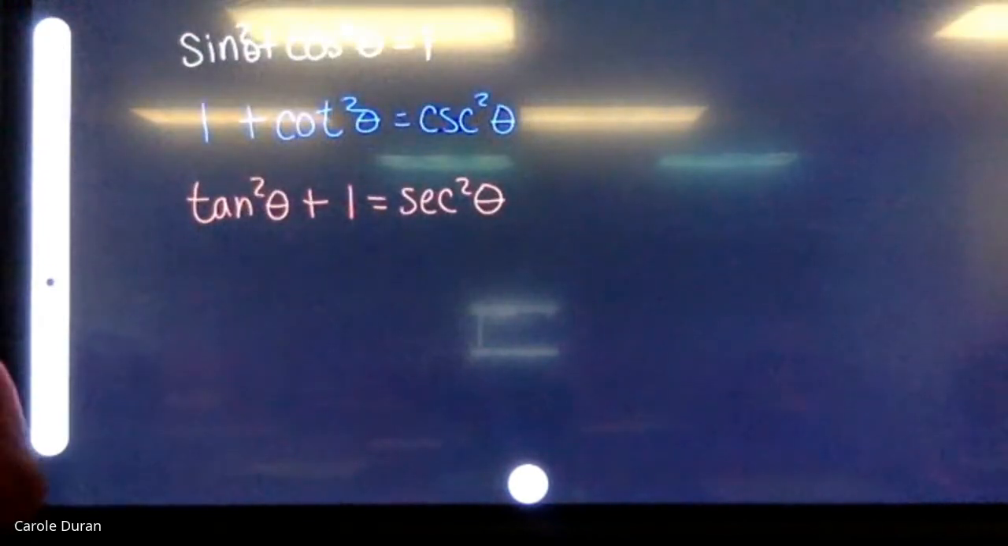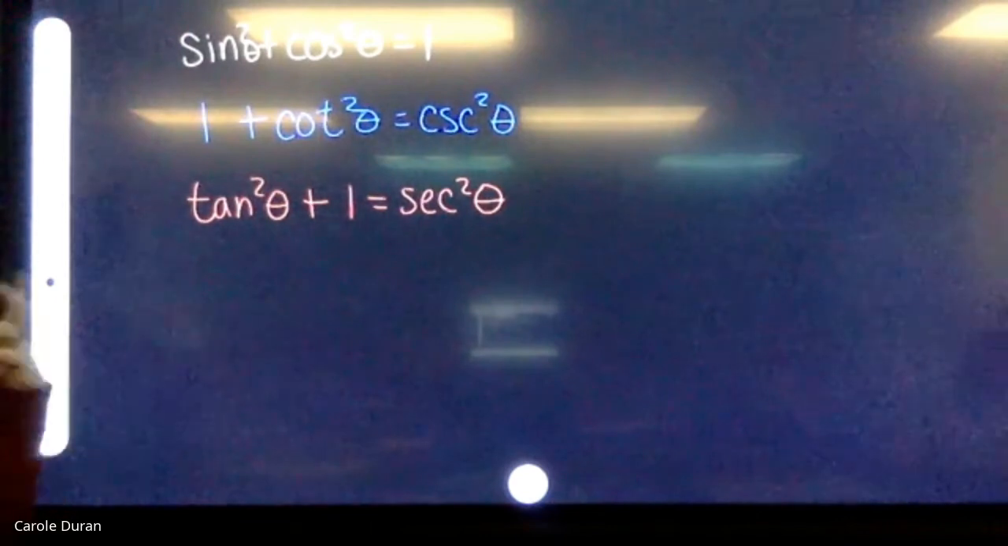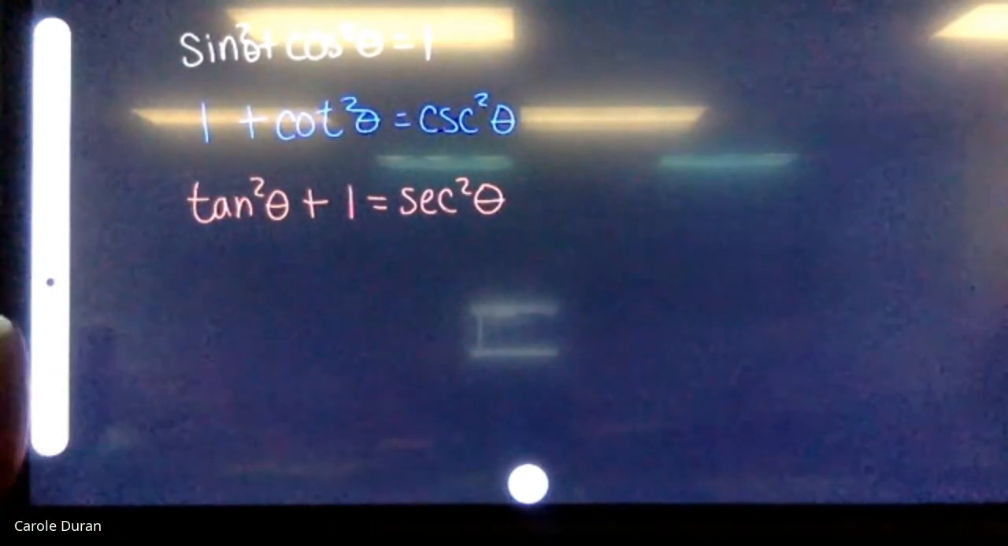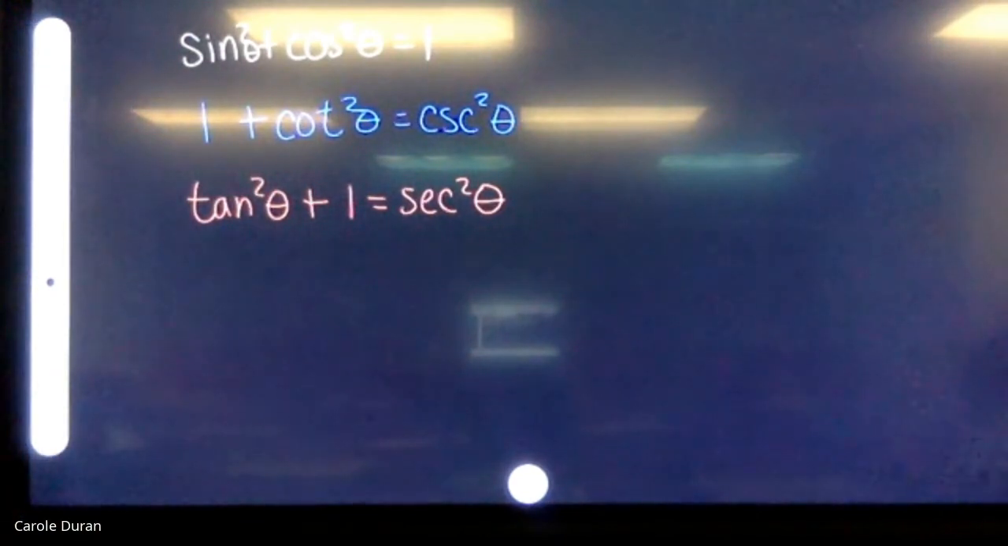So these are our 3 Pythagorean identities. We're going to use these a lot. Not today, because I just kind of wanted to ease you guys into it. But we are going to use this when we start doing trigonometric equations and proving identities. My favorite thing.